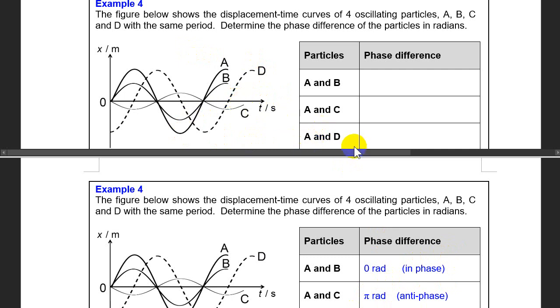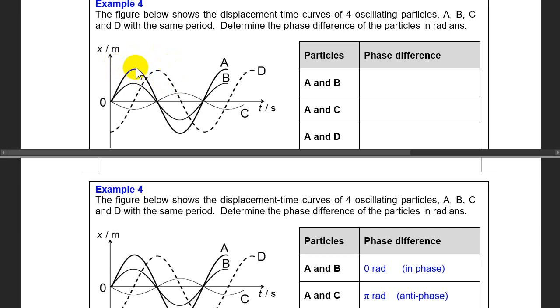Okay, then how about A and D? A is a sine graph. D is actually a negative cosine graph. So if you compare the peak of A and the peak of D, they happen at different times. How far apart do they differ?